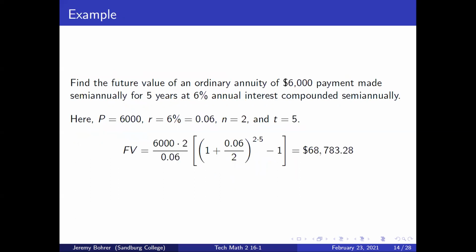Find the future value of an ordinary annuity of $6,000 payment made semi-annually for 5 years at 6% annual interest compounded semi-annually. Here, P equals 6,000, R equals 6%, which is 0.06, N equals 2, and T equals 5. So FV, the future value, is 6,000 times 2 over 0.06 times (1 plus 0.06 over 2) raised to the 2 times 5 power, minus 1, which is $68,783.28.